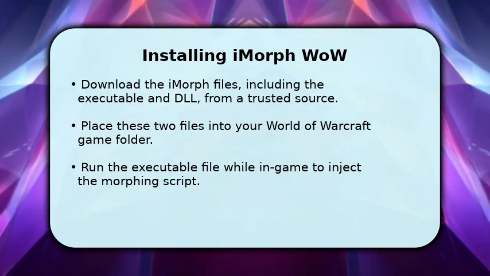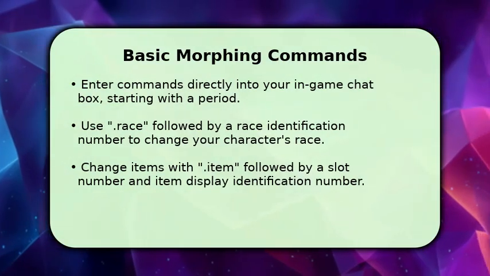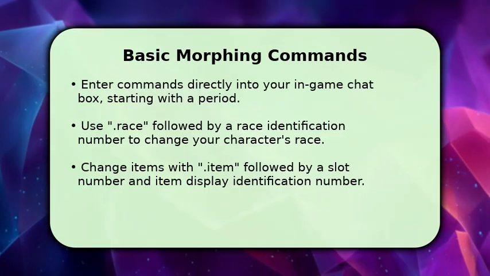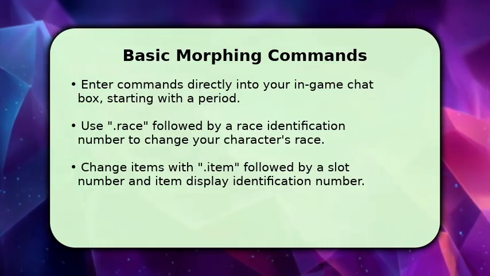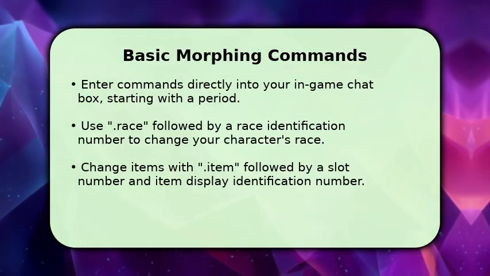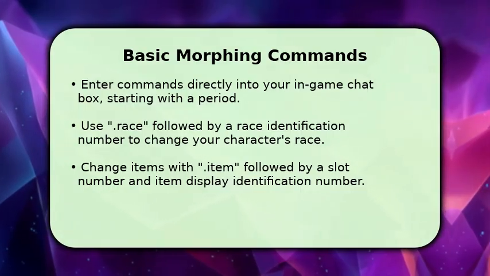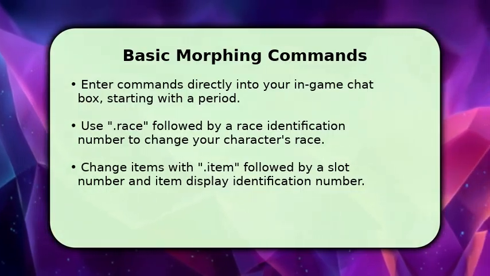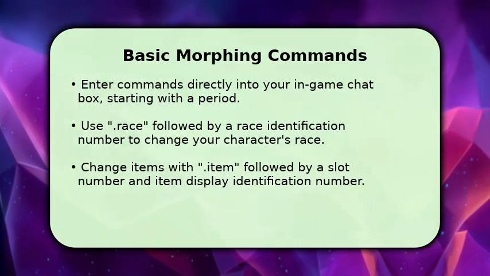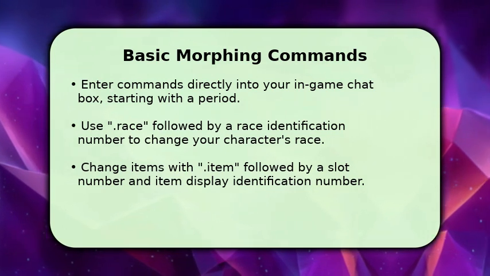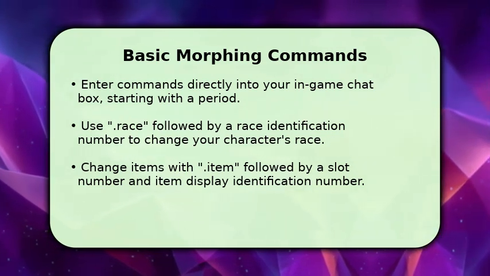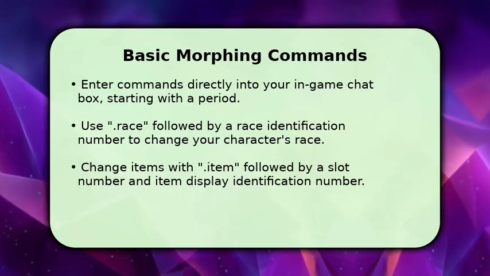for use. Once iMorph is active, you can start morphing by typing commands into your in-game chat, always beginning with a period. For example, to change your race, type .race followed by a numerical race identification number. To alter an item, use .item, then the item slot number, and finally the item's display identification number.